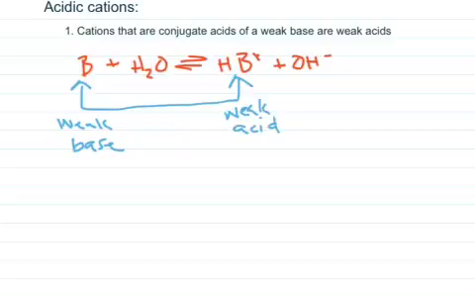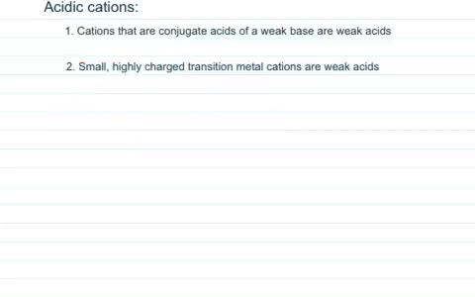Now we went over what our strong bases were, and our strong bases were those that were in group 1, group 2 with a hydroxide or with an oxygen at the end of it. The next acidic cations are those small, highly charged transition metals. Cations are weak acids. So for example, iron 3 plus would be a weak acid. Chromium 3 plus would be a weak acid. And aluminum 3 plus would be a weak acid.